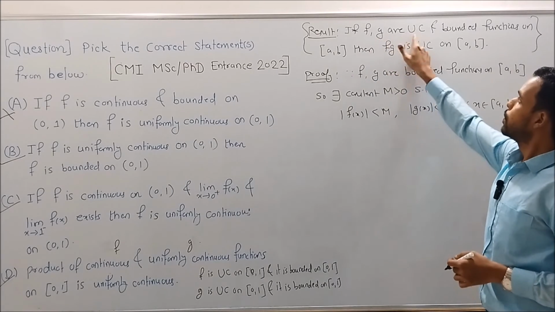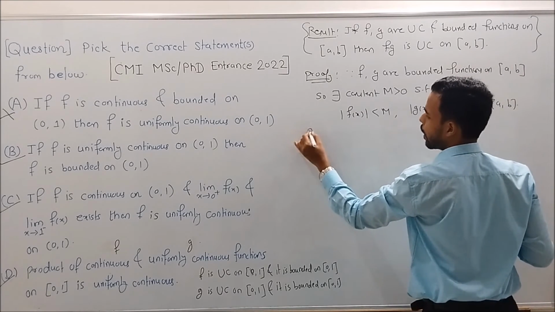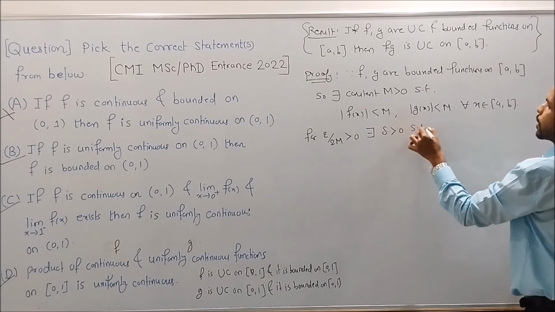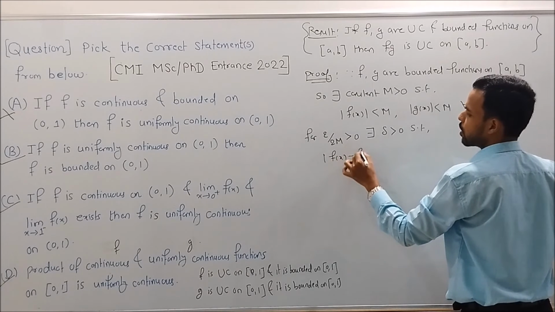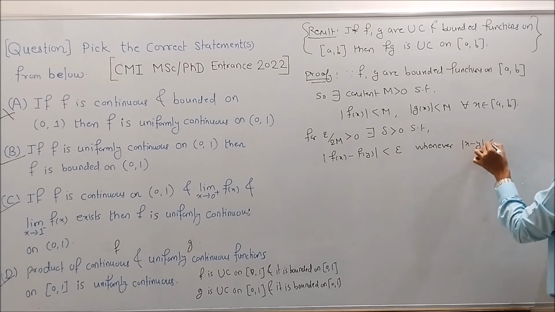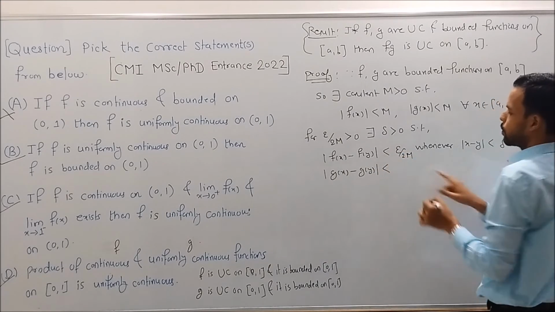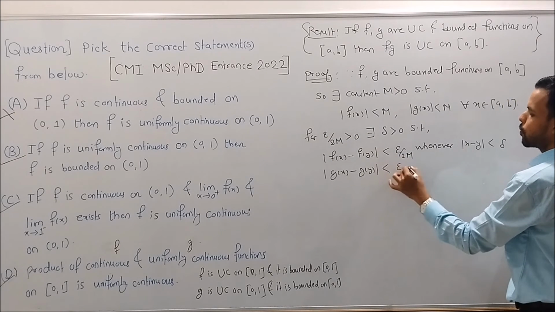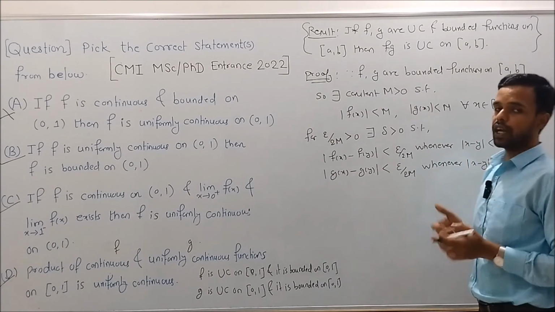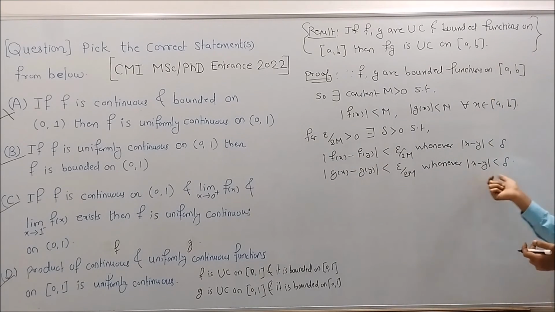Also, as given, f and g are uniformly continuous functions on closed interval [a, b], so by definition of uniform continuity, for every epsilon, hence for epsilon by 2M greater than 0, there exists delta greater than 0 such that mod of f(x) minus f(y) is less than epsilon by 2M whenever mod of x minus y is less than delta, and mod of g(x) minus g(y) is less than epsilon by 2M whenever mod of x minus y is less than delta. Here we have used the definition of uniform continuity of f and of g.